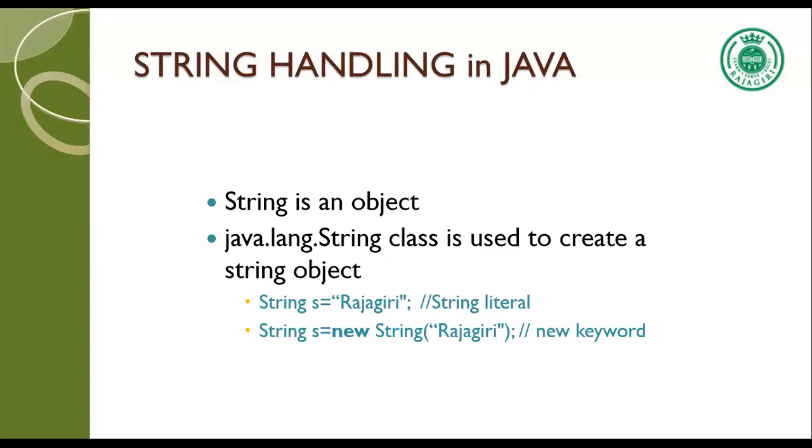The other way is creating an object with the help of the new keyword. String s is equal to new String, and then in the brackets, you will be giving the word. So there are two ways in which you can create a string: either you assign it directly or you do it with the help of a keyword. This is for assigning. How we will read strings, we will see after 5-10 minutes.